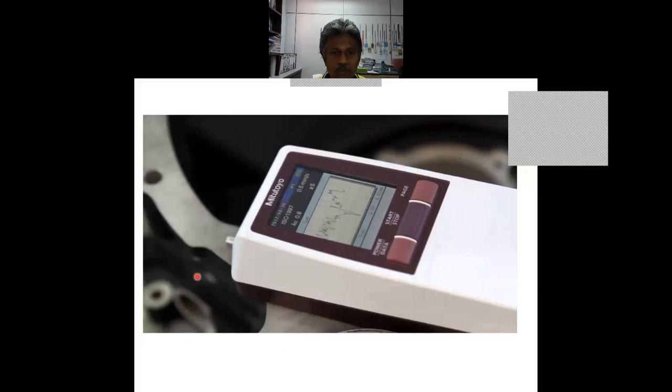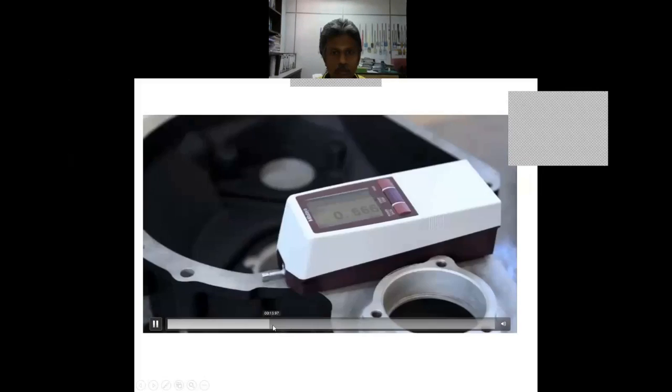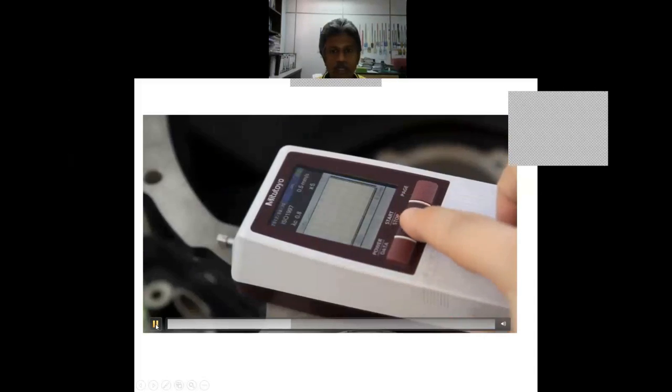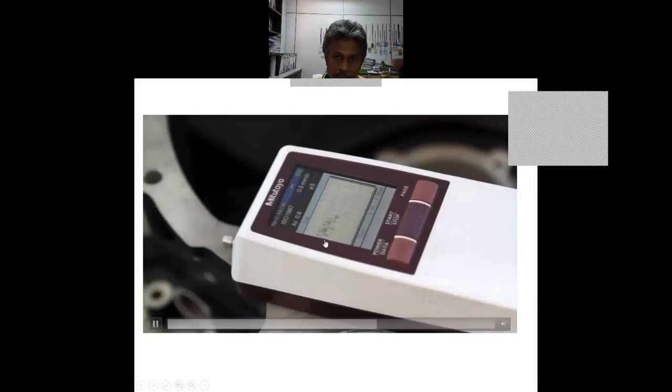Okay, you can see here. I just pause this video. You can see somewhere here. The measurement is being done. You can see the movement of the stylus. You can see the graph. This is actually a plot of the profile. This is a plot of the surface profile. This particular surface, this guy is measuring the surface. You can see the profile there.